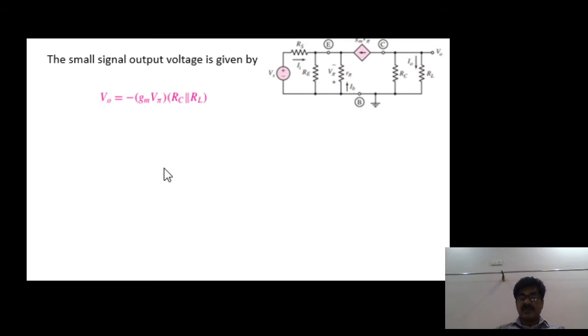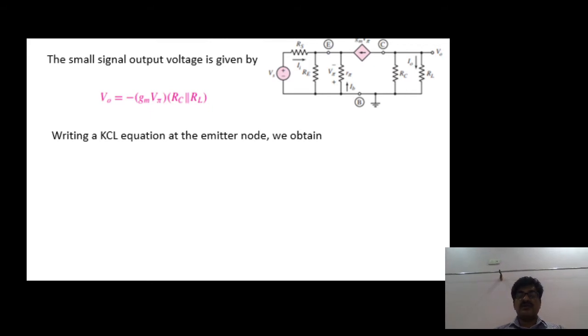Where V pi is obtained from the input circuit. Let us write the KCL equation at the emitter node. What is the KCL at the emitter node? That is Kirchhoff's current law. Kirchhoff's current law says incoming currents are equal to outgoing currents at the given node. Here all the currents are incoming, that's why the equation is like this.